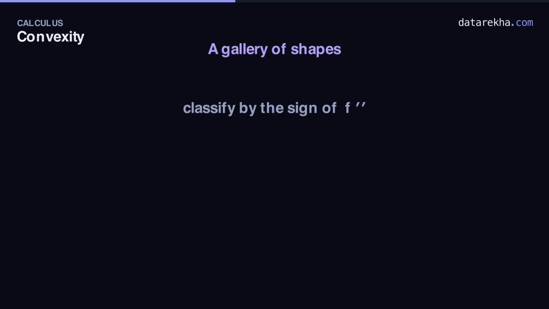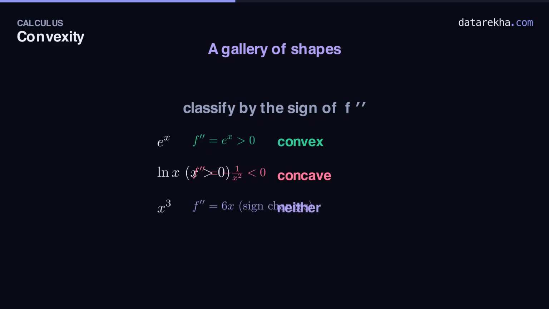Let's run the curvature test on a handful of everyday functions, so the labels stick. Watch the sign of f double prime decide each one. e to the x: its second derivative is e to the x again, always positive. So it is convex, curving up everywhere. The natural log for positive x: its second derivative is minus 1 over x squared, always negative. So ln is concave, a dome. x cubed: its second derivative is 6x, which is negative for x below 0 and positive above. The sign flips, so x cubed is neither convex nor concave.